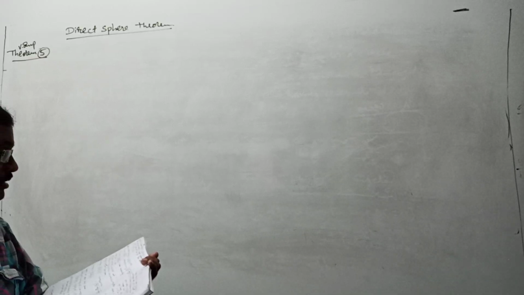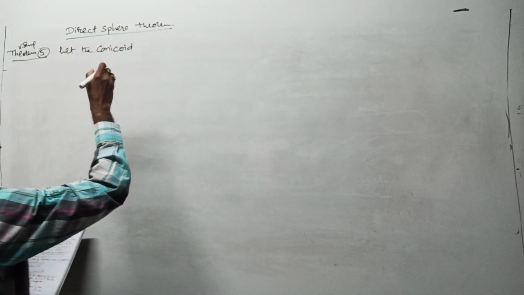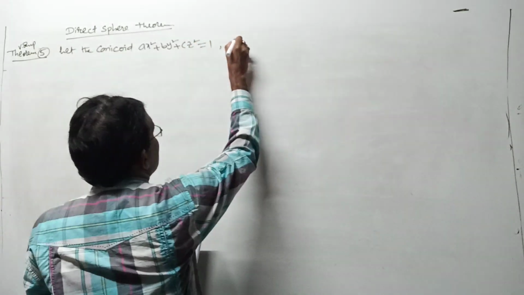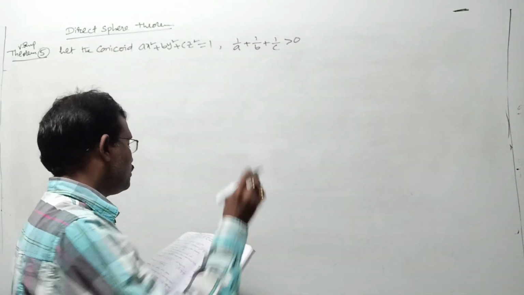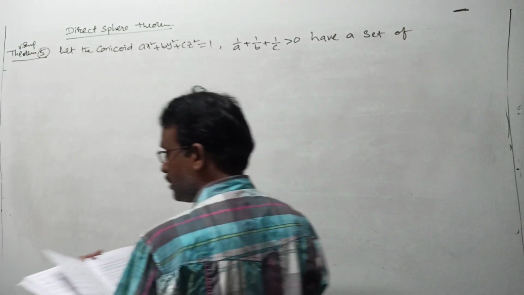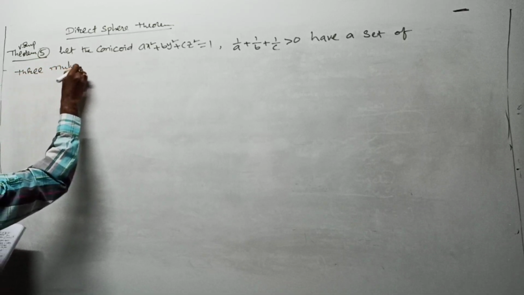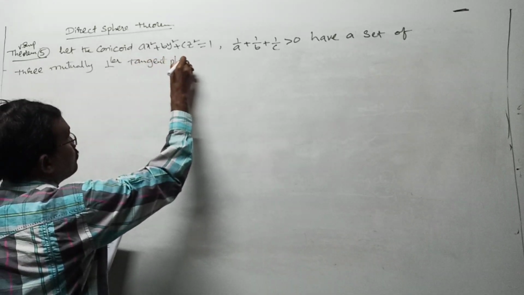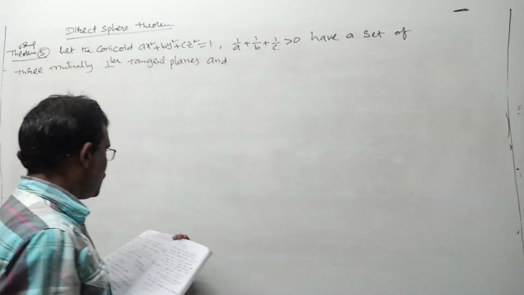The statement is: let the conicoid ax square plus by square plus cz square equal to 1, where 1 by a plus 1 by b plus 1 by c is greater than 0, a positive number, have a set of 3 mutually perpendicular tangent planes, and P is their common point.